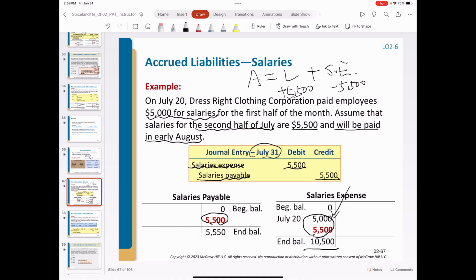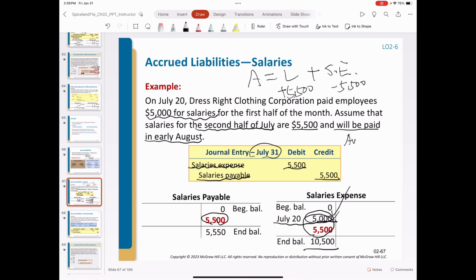Total $10,500. If we do not make this journal entry, the salary expense will only be half month, the first half month, $5,000. The salary expense will be understated. So we should make this adjustment to recognize $5,500. But this is an internal transaction. It is not as obvious or evident as the external transaction.